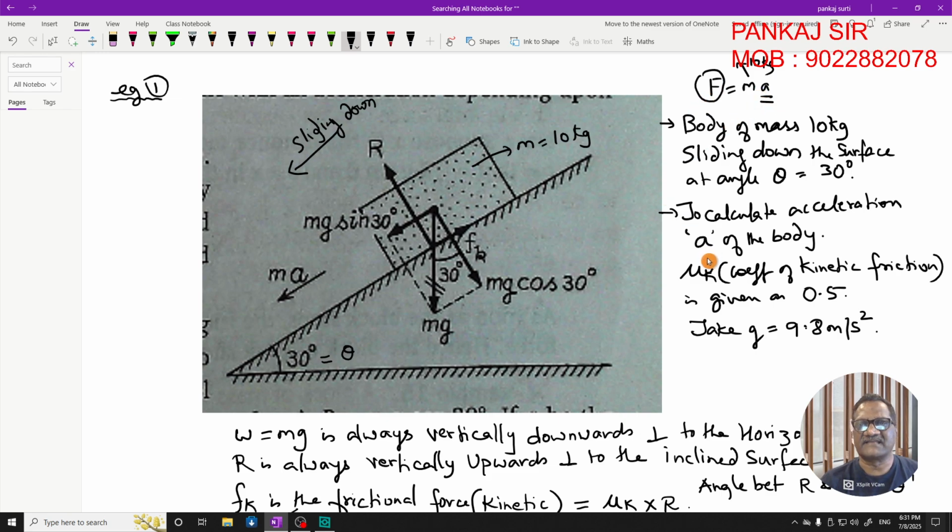So what is the acceleration with which the body is going down, which is the body is moving down, that you have to find out. Okay, and what all things are given? Mu k is given to you. Now what is this mu k?